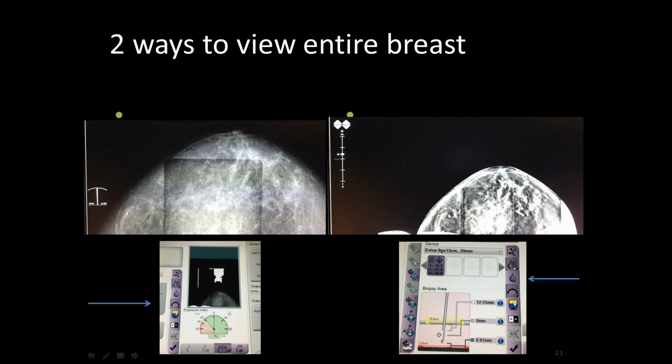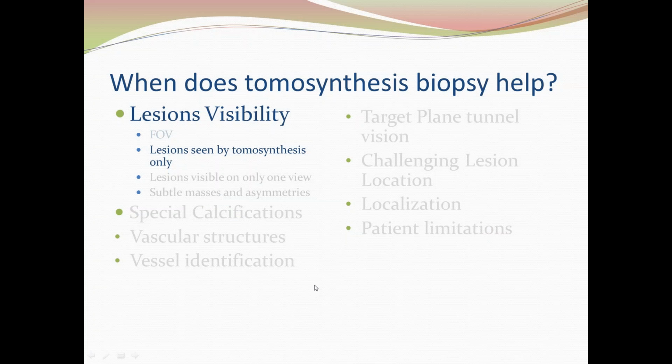Similarly, we can make a synthetic mammogram, which is a two-dimensional mammogram reconstructed from the tomosynthesis data set, and we can show it by pressing this icon. We can show the entire breast. So again, different ways of seeing the entire breast to help us locate a small subtle lesion within the breast, allowing us to see it relative to the nipple, the chest wall, and to the adjacent parenchymal landmarks. Very valuable for us.